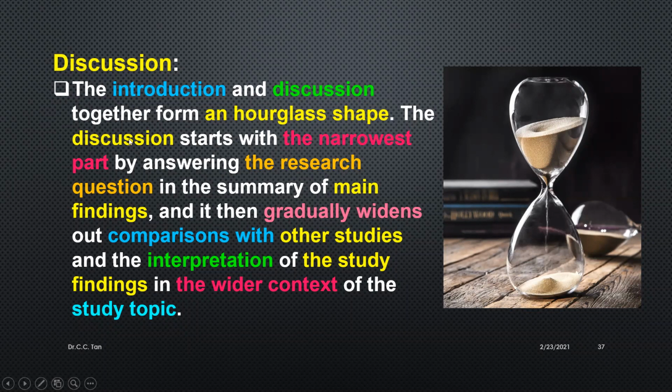So it starts with the narrowest part, answering the research question, okay, and then gradually widens with comparisons to other studies, so that your research question is already solved, no problem. Once you have the methods, it's for sure you're going to get some data, but the data eventually has to fill the gap in the shape of the literature's context, which is the wider context of your study.